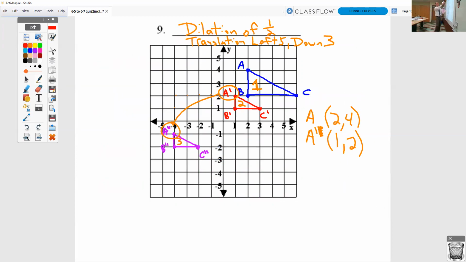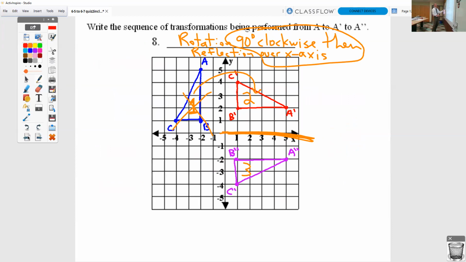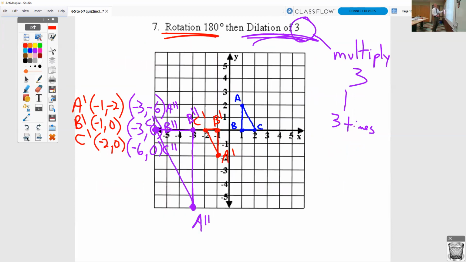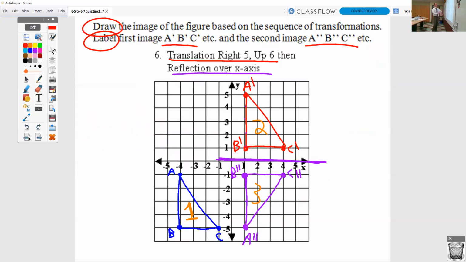One last little clue about these questions at the end, all right? If you forget what is supposed to go after the word, like of 1/2 or left 5, down 3, or 90 degrees clockwise, x-axis, just look back to questions 7 and 6, all right? You're doing the exact opposite thing. They have examples of what your rule should look like there in number 7 and in number 6, all right? Just look at what goes with what.